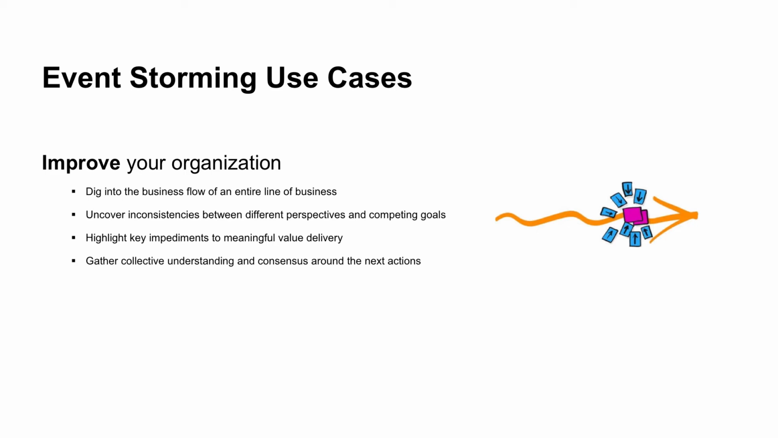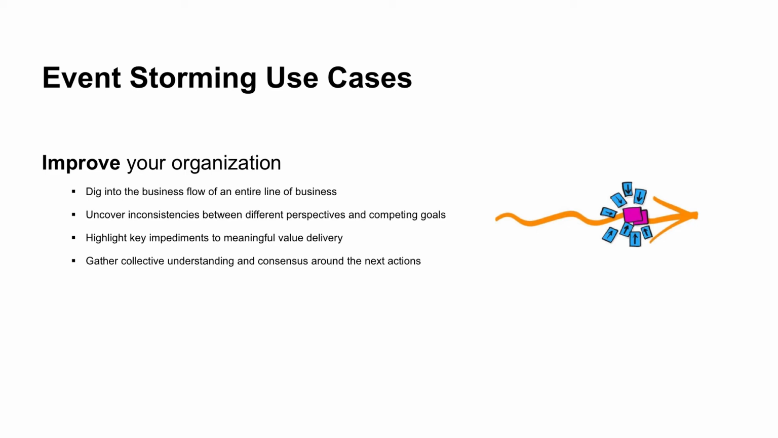So maybe you have a value chain or a process or process line of some kind, and it maybe has a system or several systems that support it, and you want to optimize it. And then you can just gather the participants of that product line and do an event storming session in order to find the good and bad stuff, basically. So you can dig into the business flow and model basically the entire line.